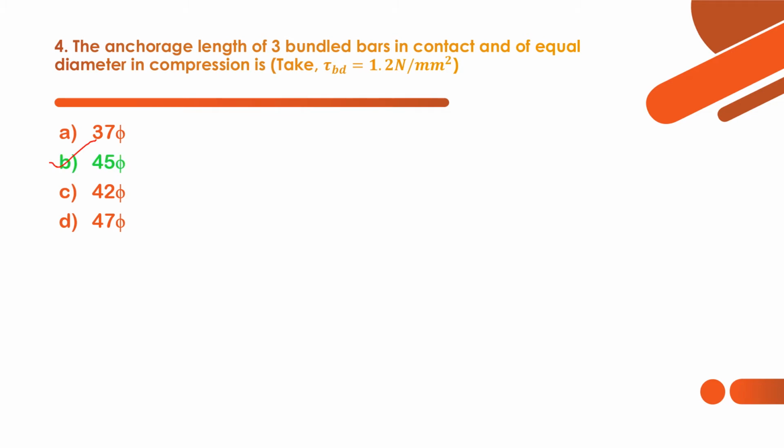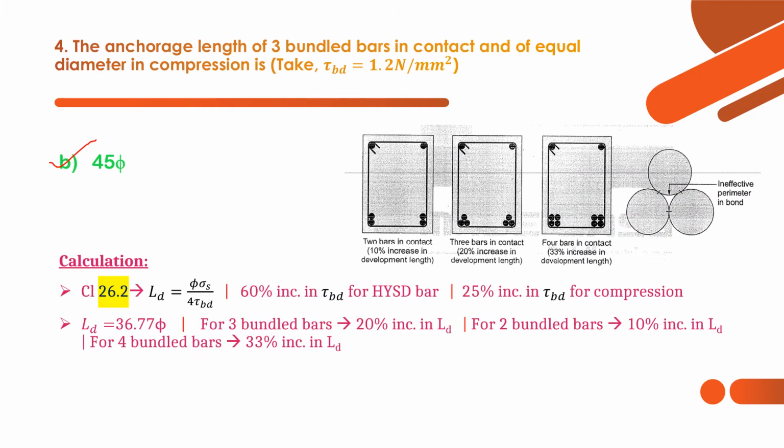So what is the answer for the anchorage length of this scenario? Option B, 4.5 phi, where phi is nothing but the diameter of bar. So how is it calculated? As per clause number 26.2, we get the value of Ld. What is Ld? Development length. We have already seen a point that the anchorage length of bars in compression shall be equal to the development length of bars in compression. They have mentioned clearly that the bars are in compression. So that's why anchorage length shall be nothing but the development length.